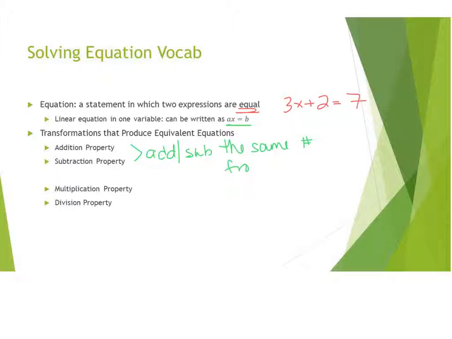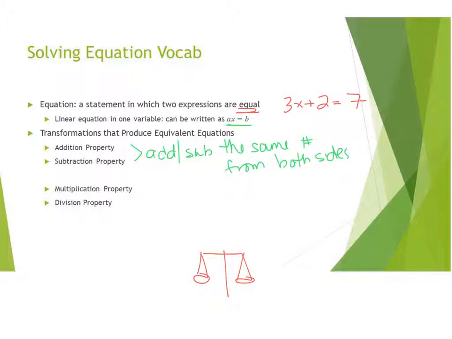You can think of it like a balance, and to keep a balance balanced, whatever you do to one side, you have to do to the other. If I add 7 to one side, I better add 7 to the other side, and it remains balanced.